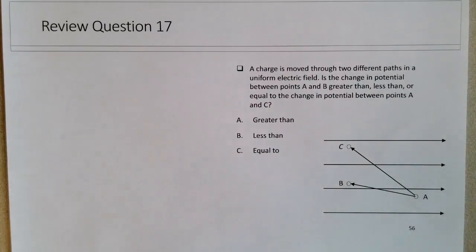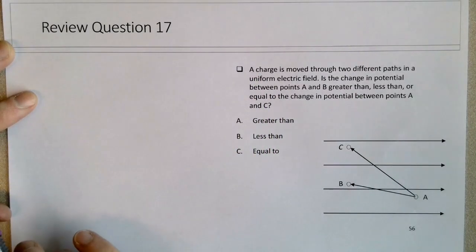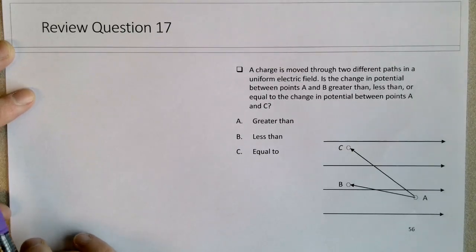Okay, so question 17: a charge is moved through two different paths in a uniform electric field. Is the change in potential between points A and B greater than, less than, or equal to the change in potential between points A and C? What's nice about this question is that it highlights that we can answer it without knowing the sign of that charge or its magnitude.